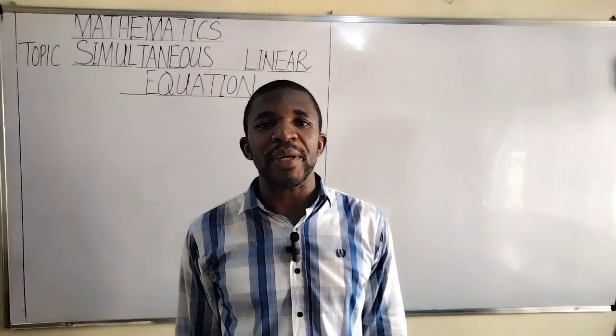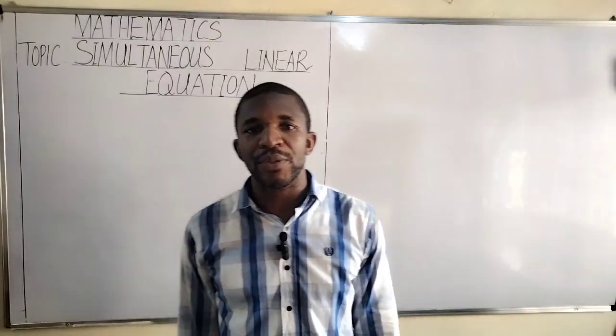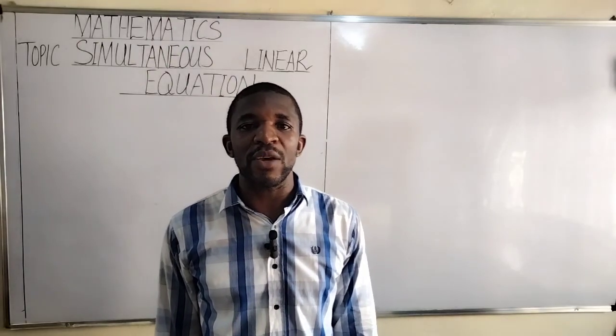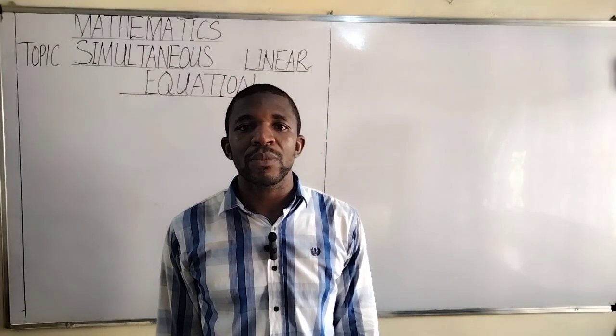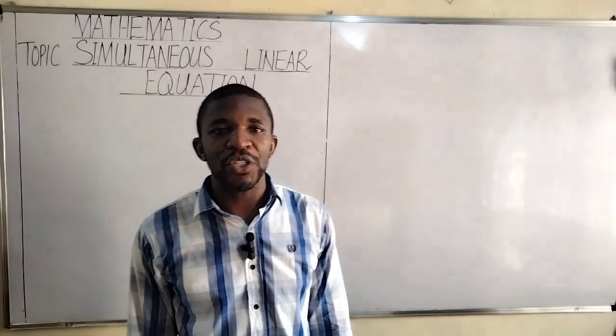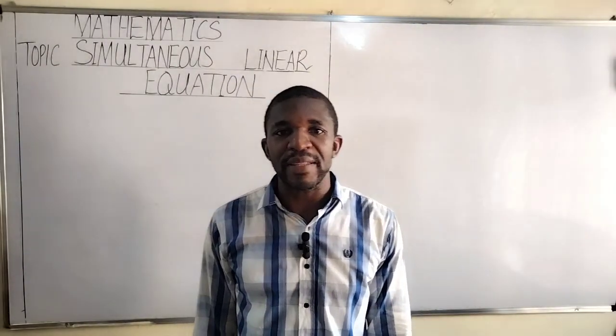Today, we shall be looking at the topic that says simultaneous linear equations. Simultaneous linear equations are the two linear equations in two or three variables solved together to find a common solution. Let me write the definition on the board for you to assimilate it easier.